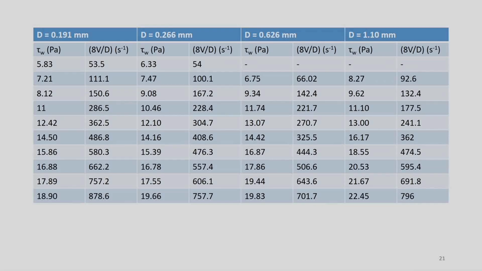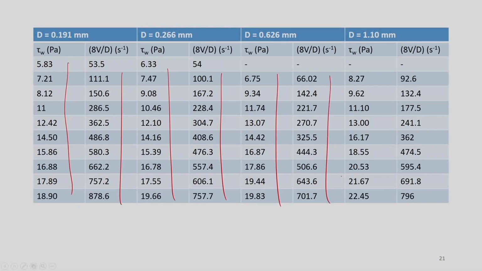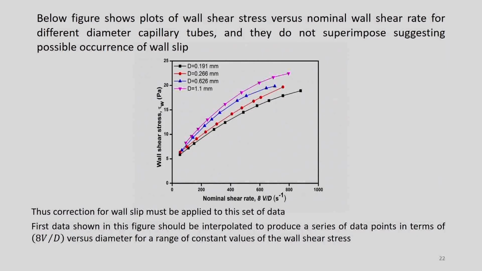When we do it and present it in tabular form, we have these values for different tau w and 8V by d values. So, now what we have to do? We have to plot this tau w versus 8V by d and see if all of them are superimposing or not. When we plot, we can say that they are almost superimposing for small values of 8V by d, but as we go towards the higher shear rate, they are not superimposing on each other.